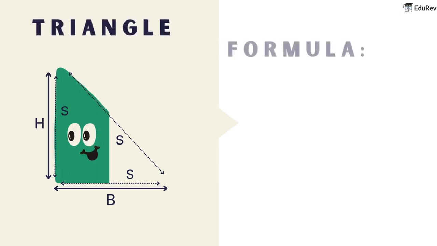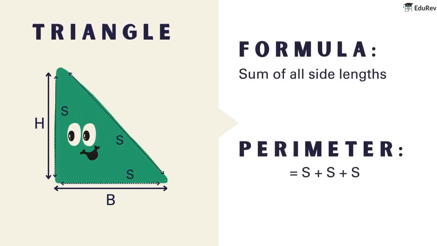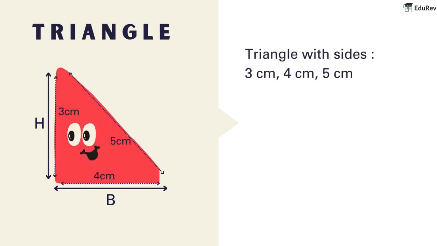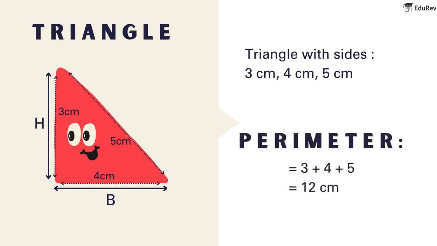For a triangle, you add the lengths of all three sides. For example, if one side is 3 centimeters, another is 4 centimeters, and the last is 5 centimeters, then the perimeter is 3 plus 4 plus 5 equals 12 centimeters.